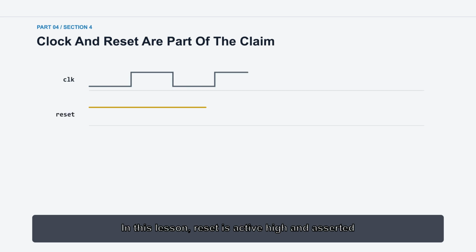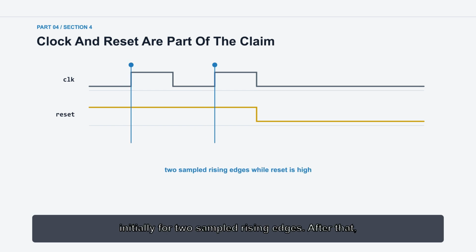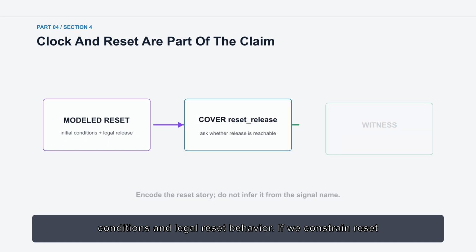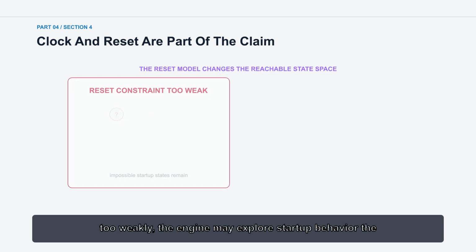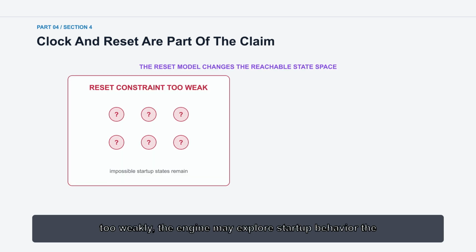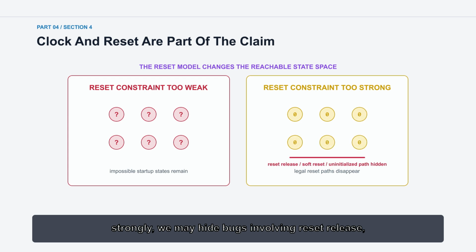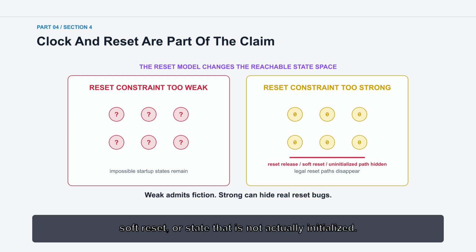Now reset. In this lesson, reset is active high and asserted initially for two sampled rising edges. After that, it is released. The important point is that formal tools do not infer our intended reset story from a signal called reset. We have to encode initial conditions and legal reset behavior. If we constrain reset too weakly, the engine may explore startup behavior the real system cannot produce. If we constrain it too strongly, we may hide bugs involving reset, release, soft reset, or state that is not actually initialized.